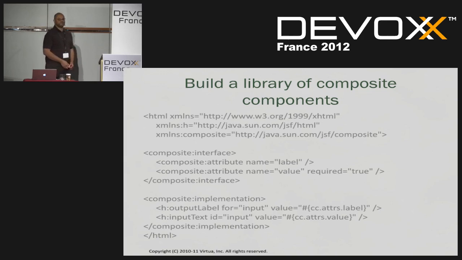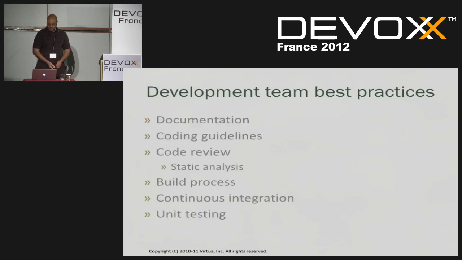All right. And it is also possible to package up composite components into a jar file and then distribute it to other teams. So if you have multiple teams working on JSF applications, you can have a component suite that's used internally, which definitely larger projects and larger companies do. Okay, so that's one recommendation. Here are some development team best practices.